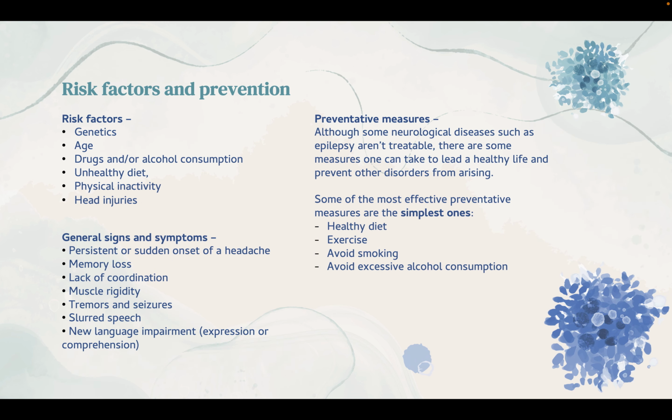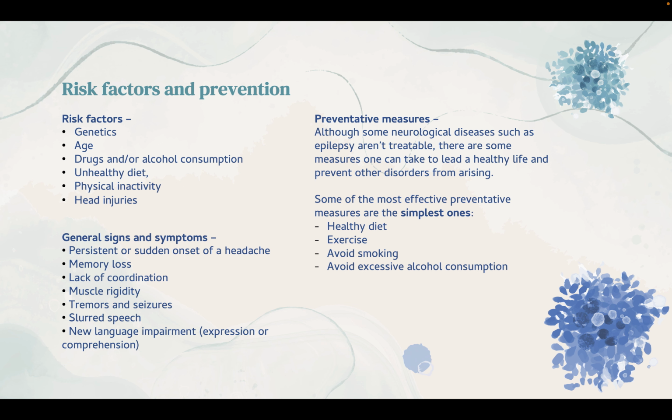Some risk factors, which are factors that put you at risk for neurological disorders, include genetics, age, drug and alcohol consumption, unhealthy diet, physical inactivity, head injuries, among other things. Some of the general signs and symptoms to look out for are persistent headaches, memory loss, slurred speech, and new language impairments, and some preventative measures that can be taken.